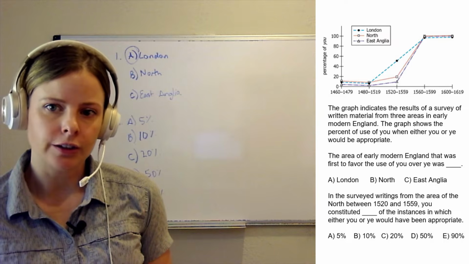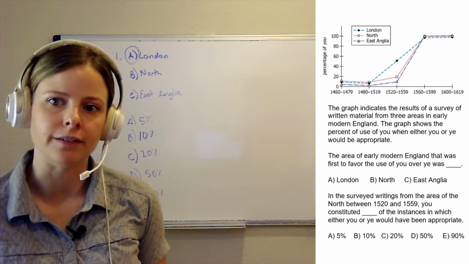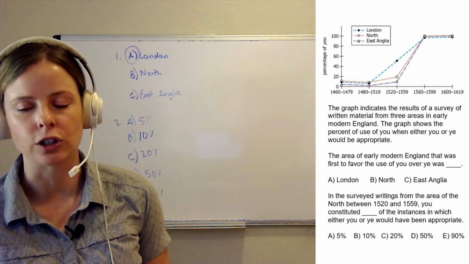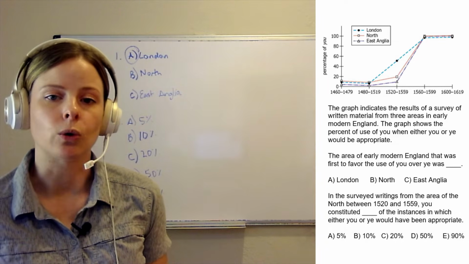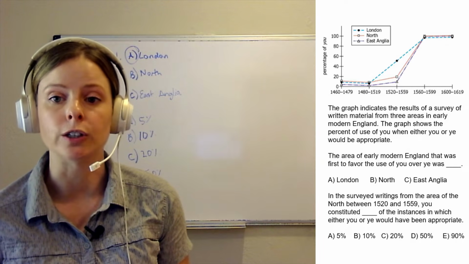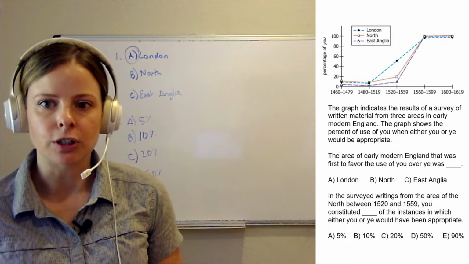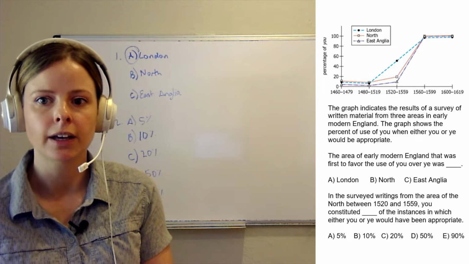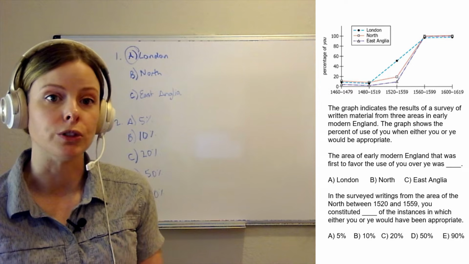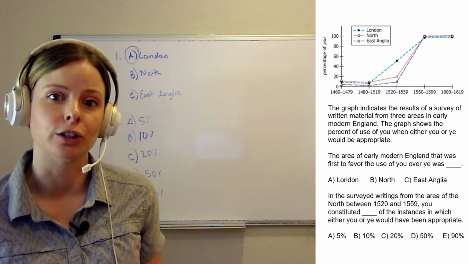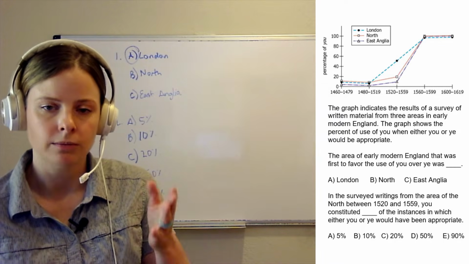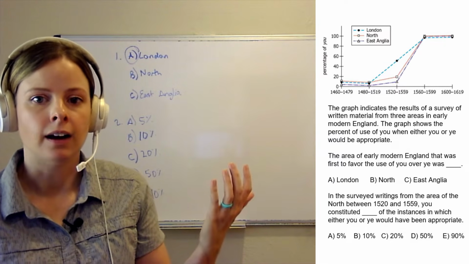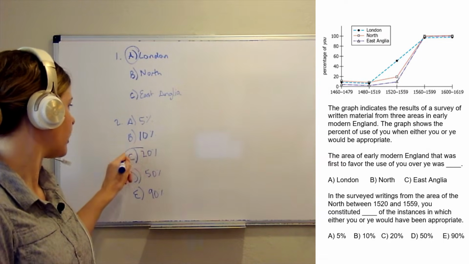The second question asks, in the surveyed writings from the area of the North between 1520 and 1559, you constituted what percent of the instances in which either you or ye would have been appropriate? So now we know that we're looking at the North, so go to your key and take a look at which line, and we're looking for that orange line. And we are looking specifically between 1520 and 1559, so just look on the bottom axis and get to that point. And we're looking just for a percent where you would use you instead of using ye, and that's exactly what we're shown on our y-axis. So at that point, orange line, 1520 to 1559, what percent are using you? 20%. So that is our final answer for question 2, C, 20%.